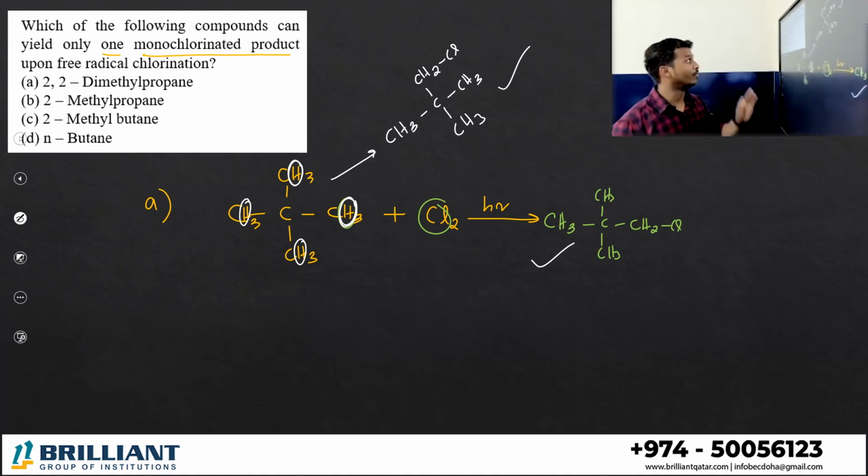So what is the question? Which of the following compounds can yield only one chlorine containing product? That is only option A.